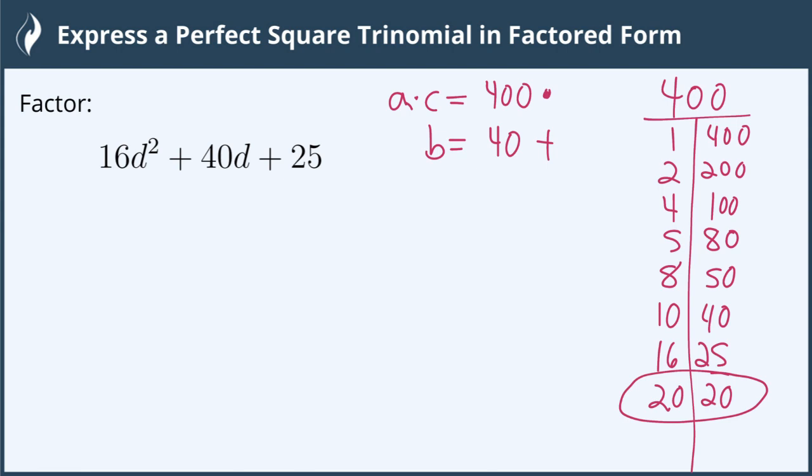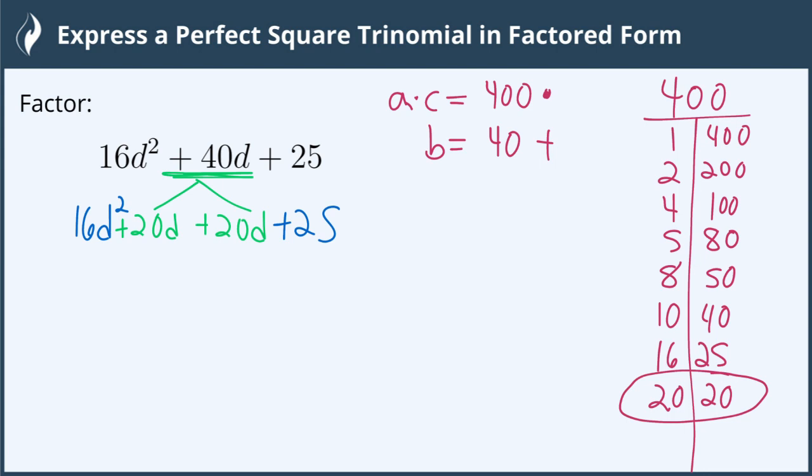So remember, what does this mean? Well, we're going to take our 16d squared and carry it down, and our 25 and carry it down. But then we're going to split the plus 40d into two pieces. Because our chart gave us 20 plus 20 and 20 times 20 to give us our two values, right? We can split 40d into 20d and 20d. This allows us to be able to factor by grouping.